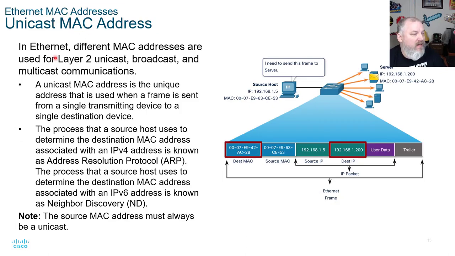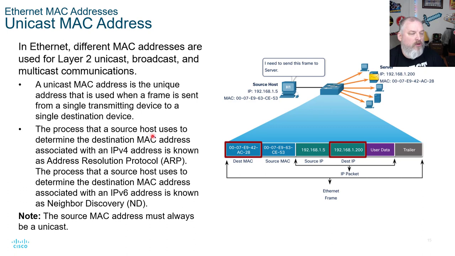The unicast MAC address. In Ethernet, different MAC addresses are used for layer 2 unicast, broadcast, and multicast communications. A unicast MAC address is the unique address that is used when a frame is sent from a single transmitting device to a single destination device. And we'll look at a blow-up model of this here in a second.